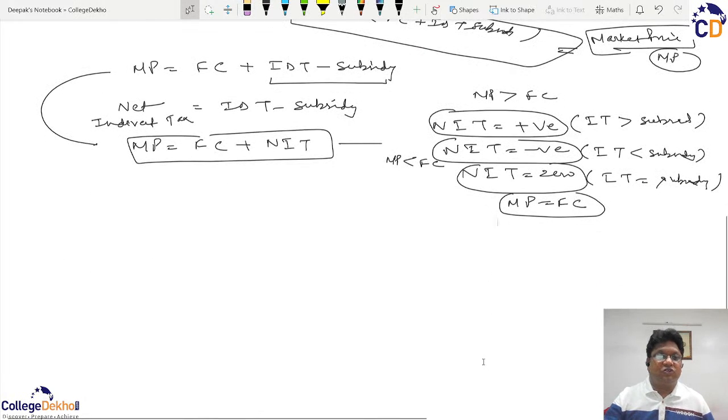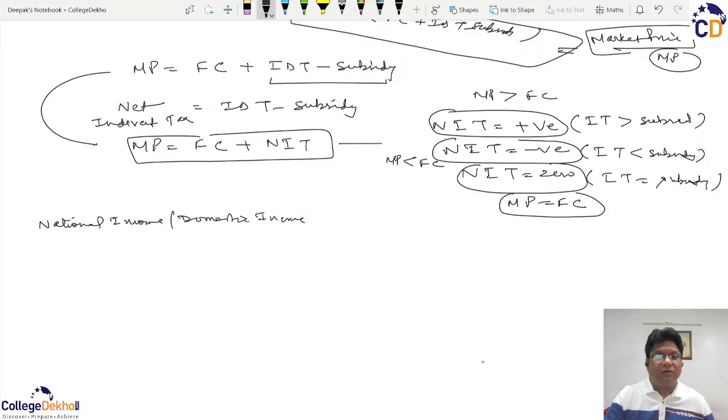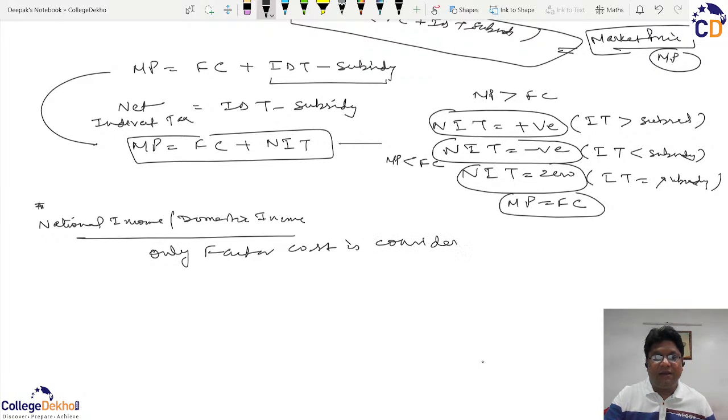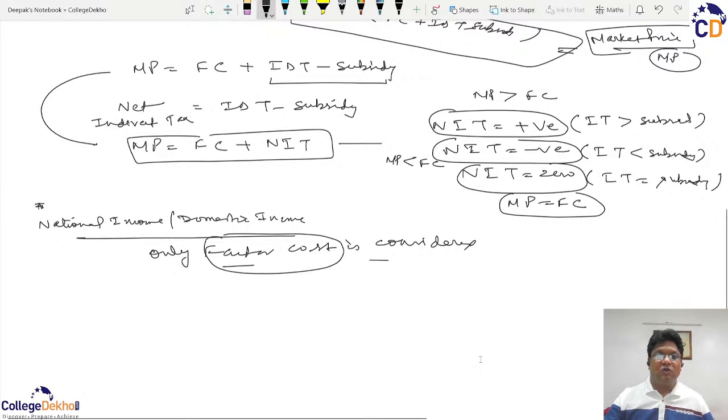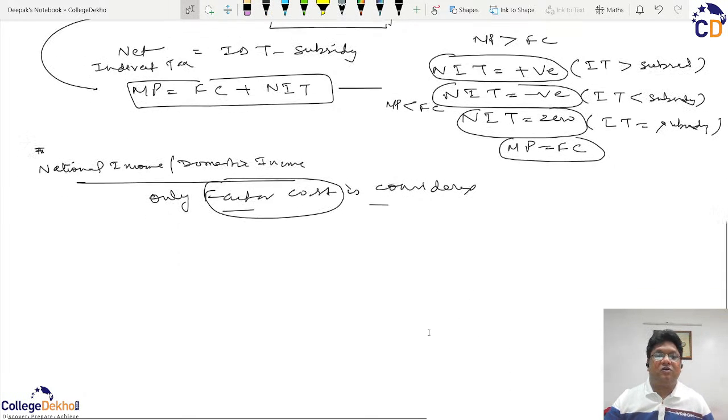So the question is that whenever we calculate national income or the domestic income, then we have to remember it very importantly that only factor cost is considered. It means ideally the national income and the domestic income will be only at the factor cost.